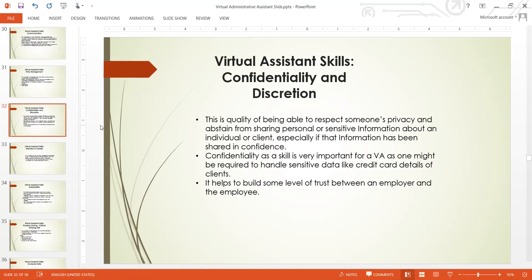So, for instance, your boss will share his or her credit card details. You don't go and start telling your boyfriend, this is the credit card detail of my boss or my company. You know, what if your boyfriend is a Yahoo boy and hack into the company details? So that's why you don't do that. Your boyfriend might do that without your knowledge and hack and start causing havoc to your company. So you must respect somebody's privacy. You don't share all these details, no matter what.